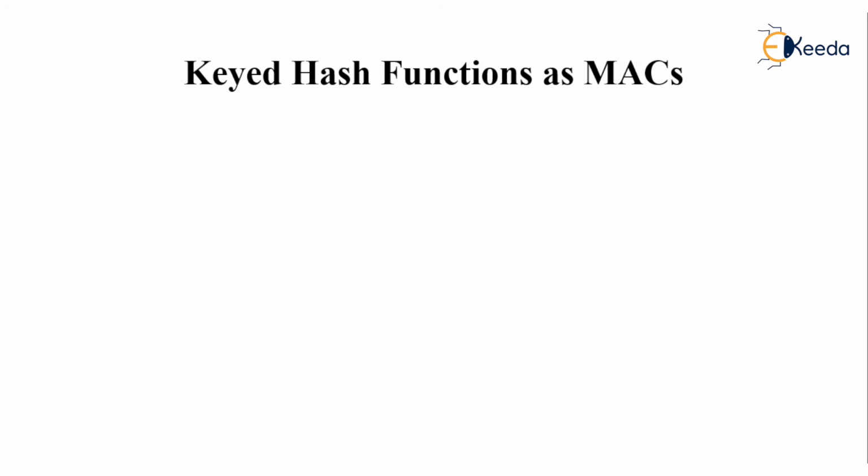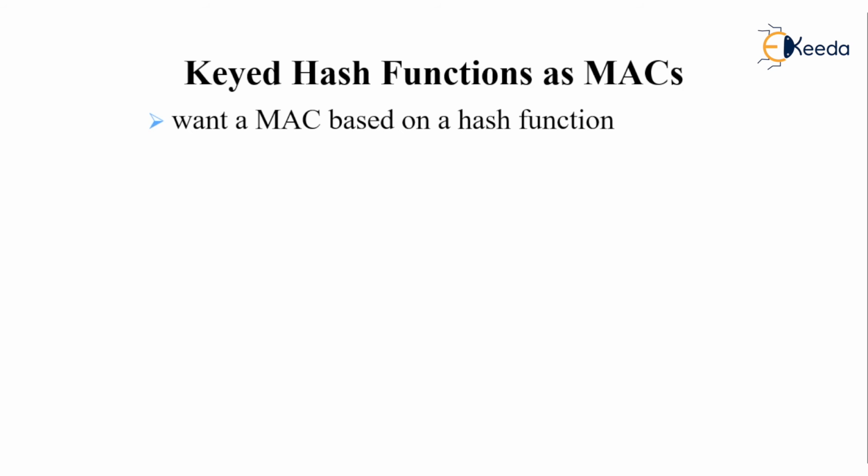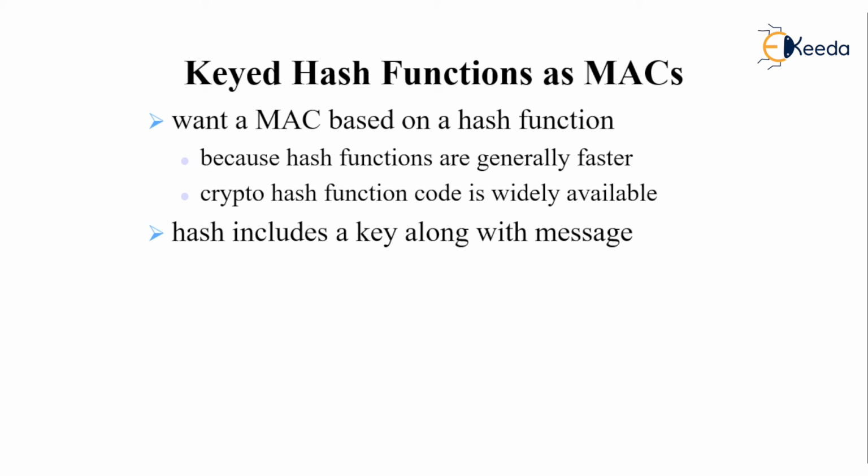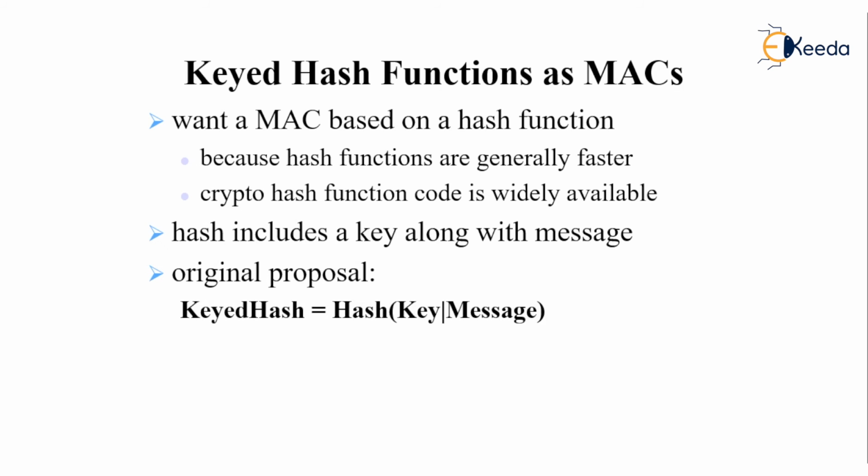Keyed hash functions as MACs: we want a MAC based on a hash function because hash functions are generally faster. Crypto hash functions code is widely available. It is easily available. You can easily have crypto hash functions which can then be implemented to enhance the security of your message. Hash includes a key along with the message. The original proposal is like this: keyed hash is equal to hash of the key and the message, that is, the hash functionality is implemented on the key and the message.